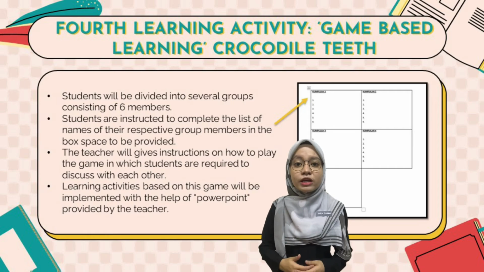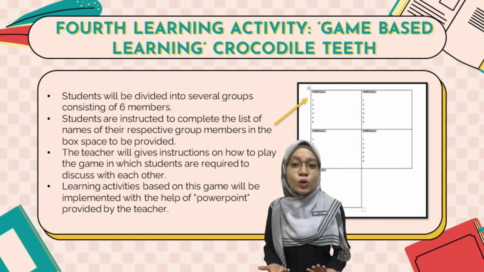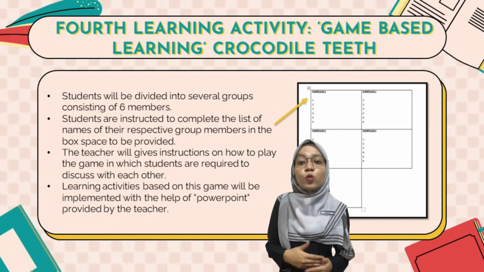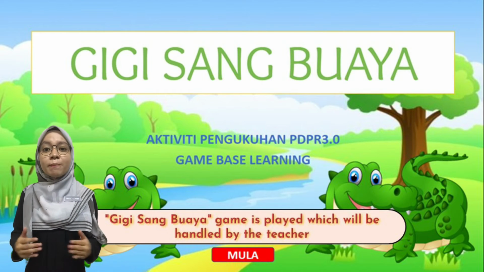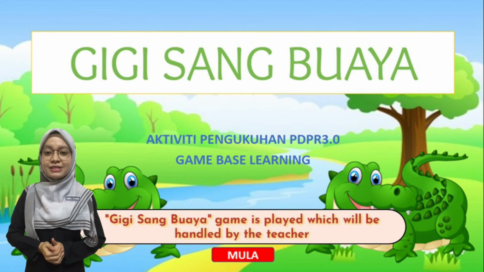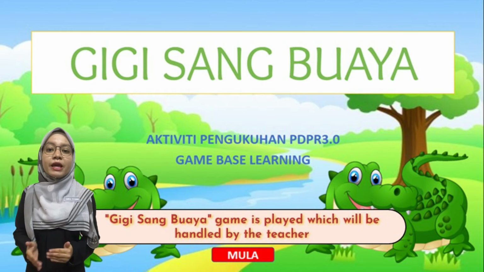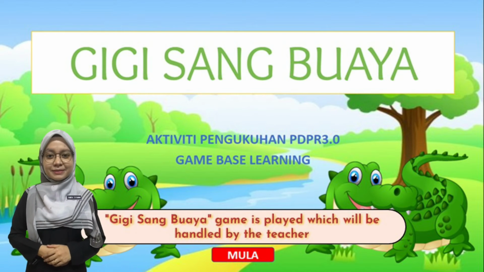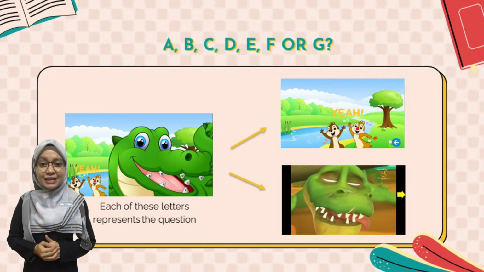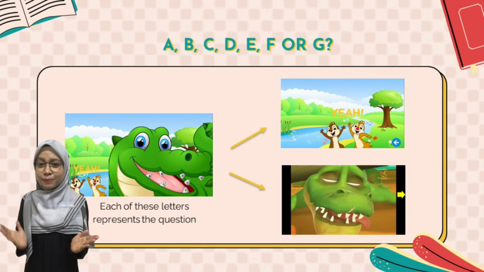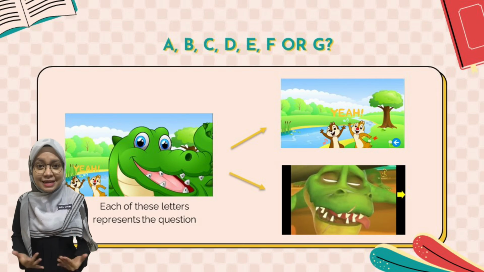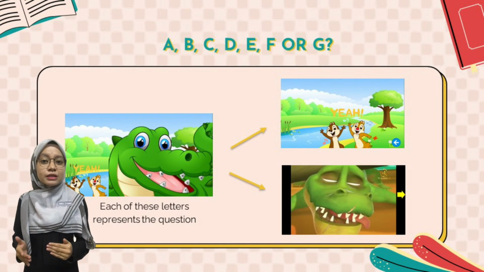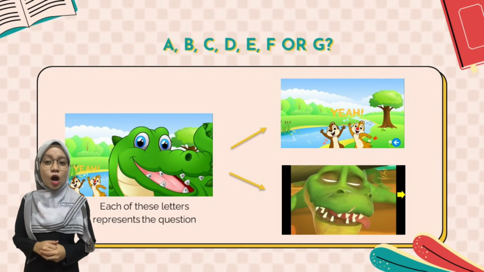After that, the teacher will give instructions on how to play the game, which is that students are required to discuss with each other. Learning activities based on this game will be implemented with the help of a PowerPoint slide provided by the teacher. The Gigi Buaya game is played and handled by the teacher. In this section, students have to choose A, B, C, D, E, F or G, where each of these letters represents a question, and whether the group has a chance to answer the question or not.